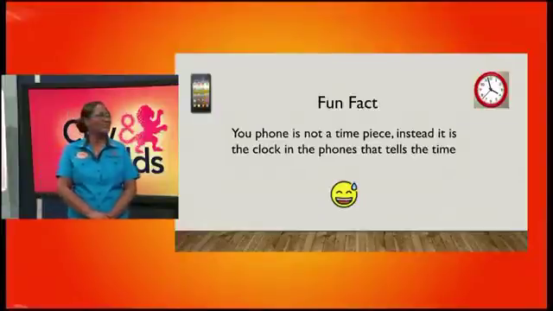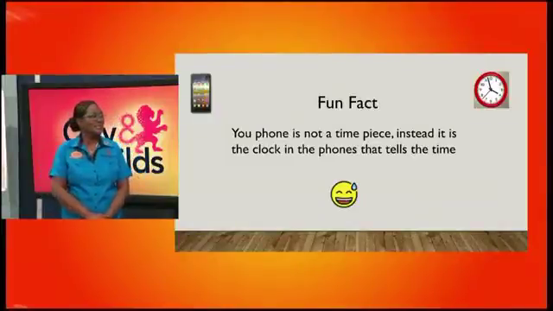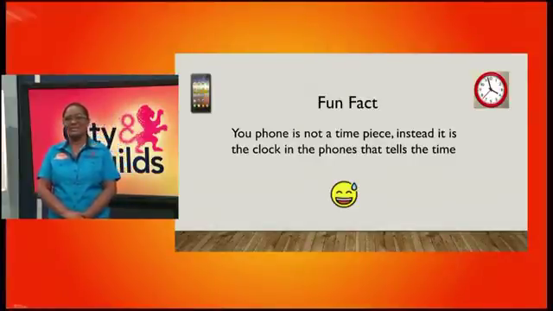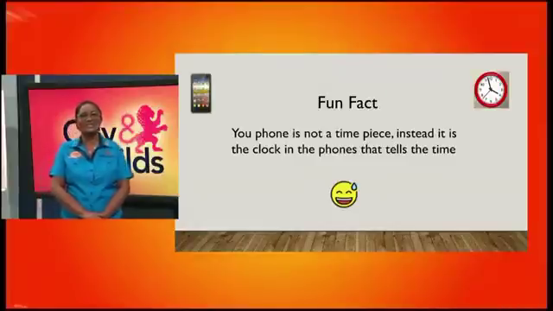A fun fact for you. The phone is not a timepiece, you know. It's instead the clock inside the phone that tells the time. So although we talk about the time on the phone, it's a clock inside the phone.